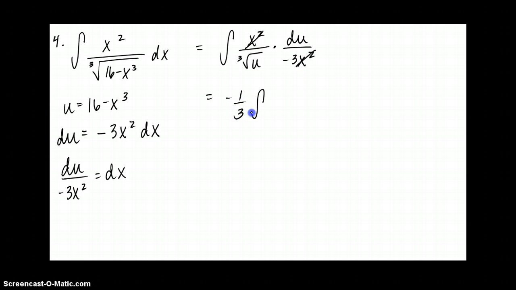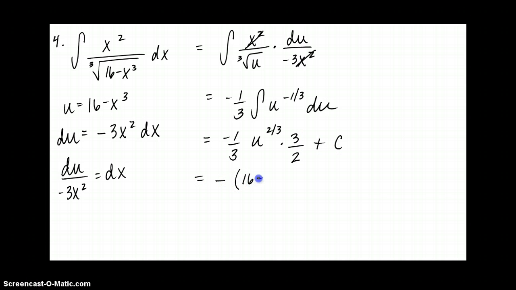Negative 1/3 out front. U to the negative 1/3 du. Now we can apply our integral rule. Add 1 to the exponent. Dividing by 2/3 is equivalent to multiplying by 3/2. So negative u to the 2/3 all over 2 plus c. Okay, the 3's cancel each other out, and our exponent is positive, so that expression stays in the numerator.